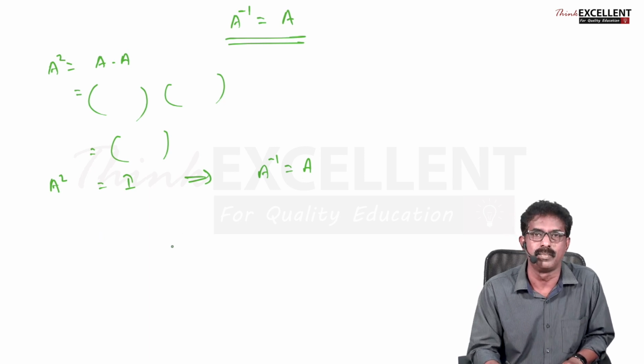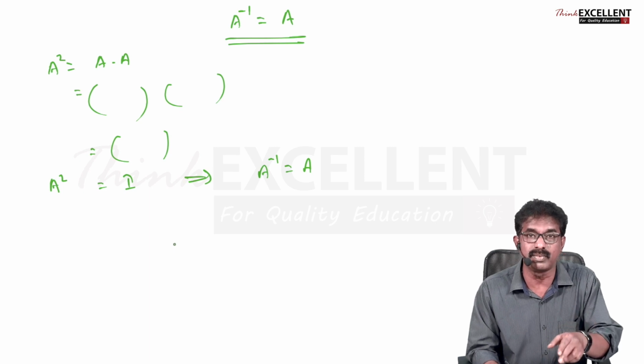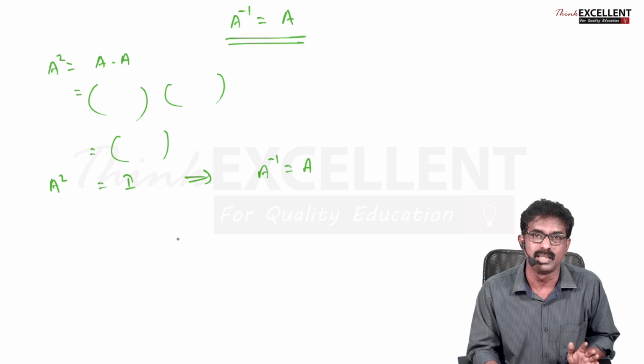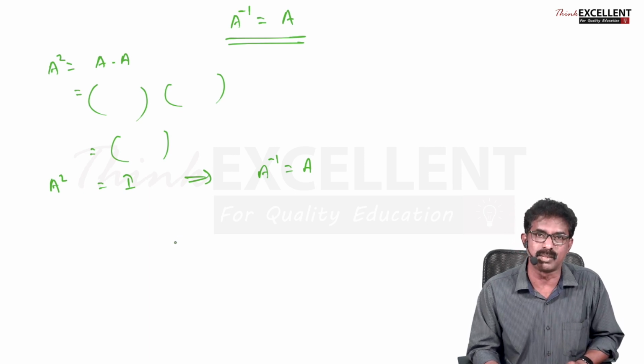That's the easy method. If they specify, find the inverse of this matrix and prove, then no other way, you have to find A inverse. If it is not mentioned, you can go for this method and this is the easiest method, right?